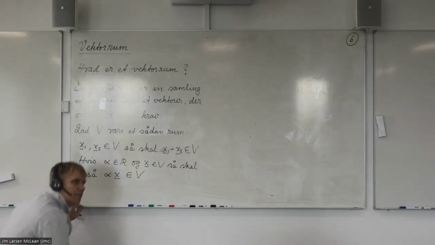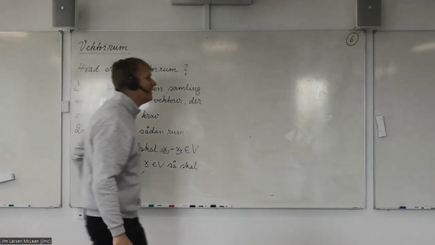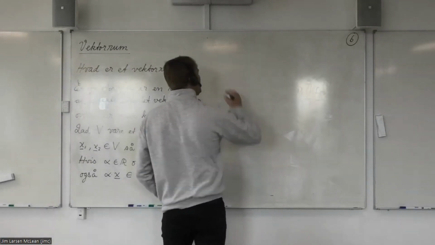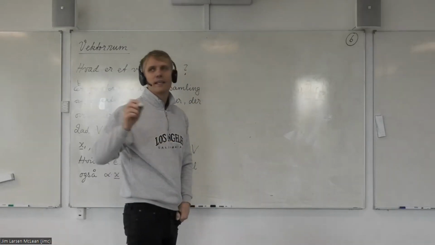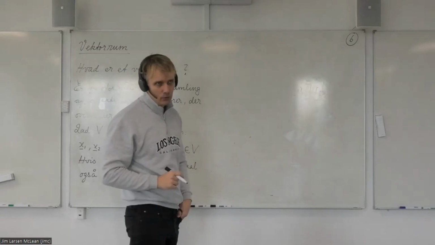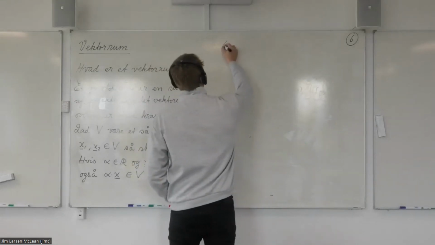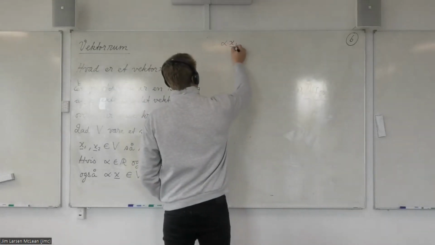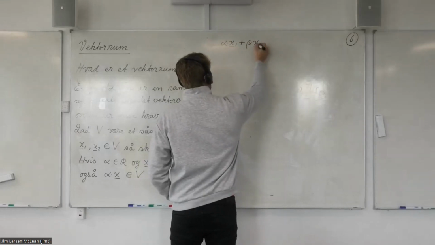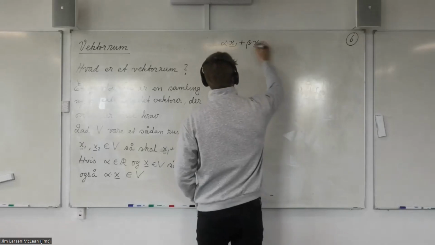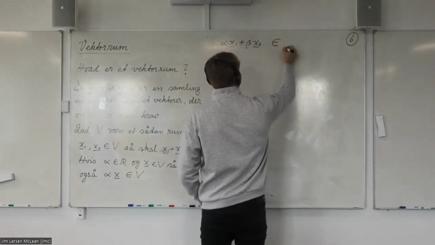And the two conditions can be combined into one large one. So you could basically say that any similar linear combination of two vectors from the space should result in a vector that also lies within the space. Then you have some constant times a vector coming in from V. Now it's another constant times a different vector that's also coming in from V. This gives a new vector that must also belong to V.